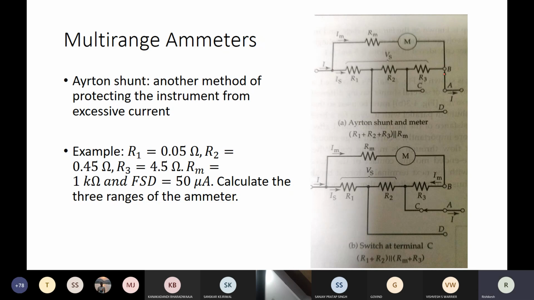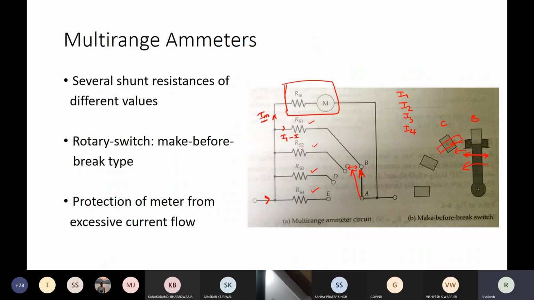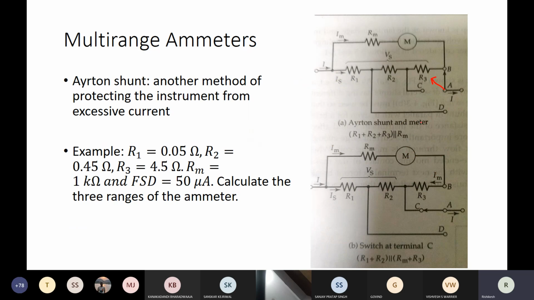Now you can see that in this case, when the connector is in between two nodes B and C, there is no current that will flow through the meter. It is disconnected completely, right? So this will protect the meter from damage. It is just that the resistances which will be used as shunt resistances are slightly different, because here they are indicated with RS1, RS2. The calculation of each is independent, but it is not the case here.